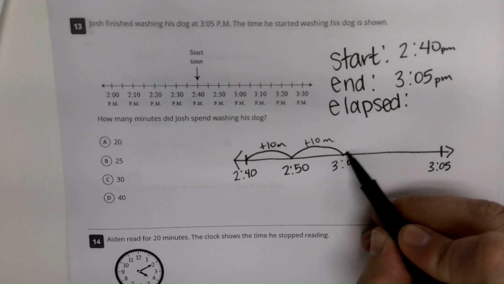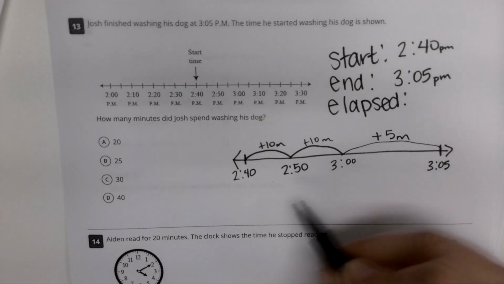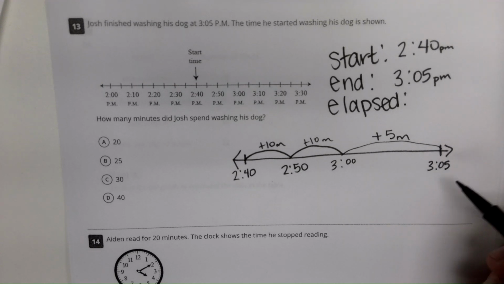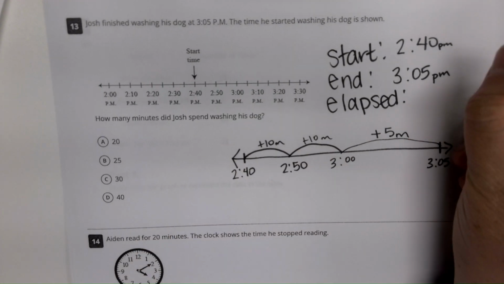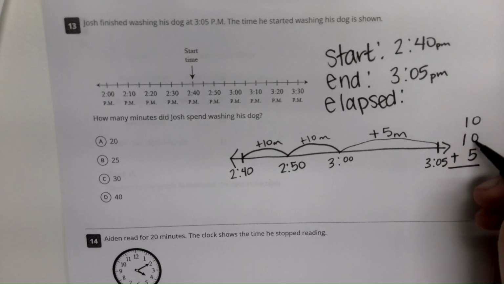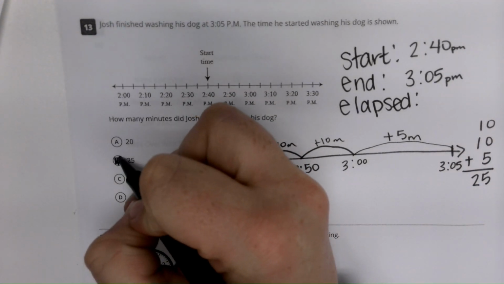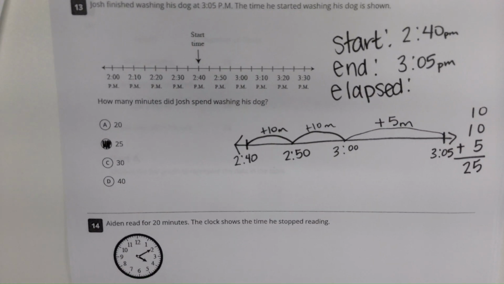Can't go 10 more, so we're just going to hop on over here with 5 more minutes, and that's going to give us 3:05. Now we add all of these up. We have 10, 10, 5. 10 plus 10 plus 5 is, in fact, 25. So our answer is 25 minutes.